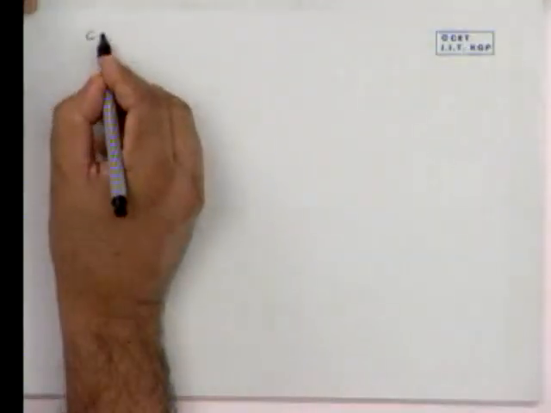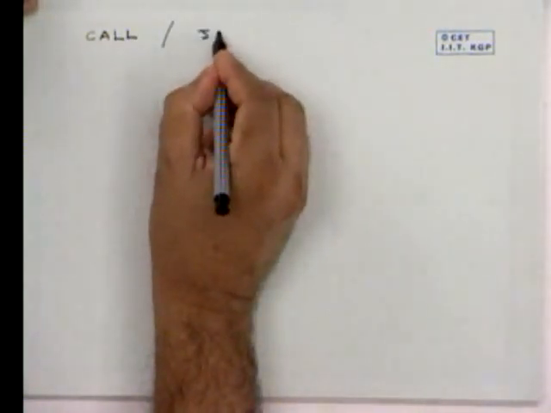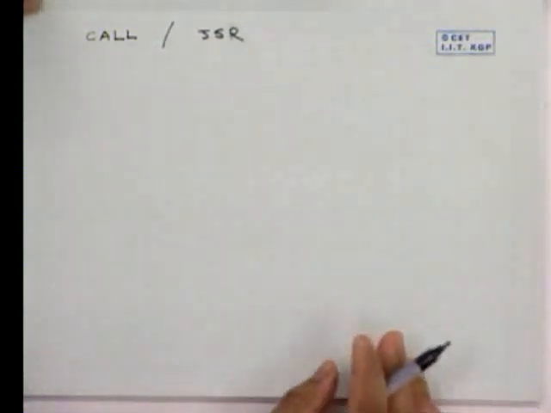Okay, now with this stack of instructions discussed, let us come to the original discussion on jump to subroutine or call. Now the instruction can be either, sometimes it is called a call instruction or it is called a jump to subroutine instruction, JSR.